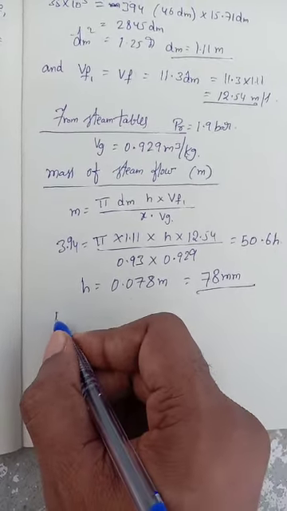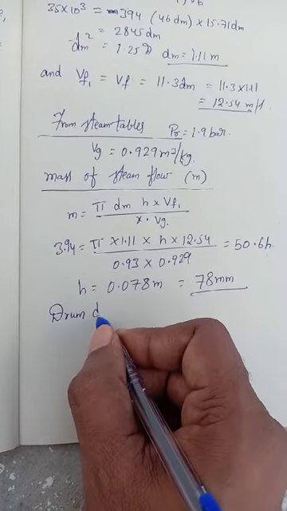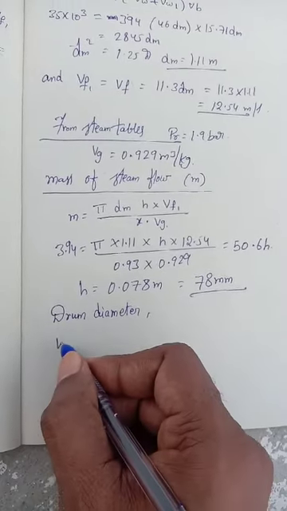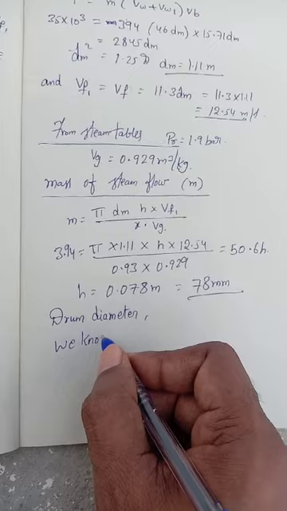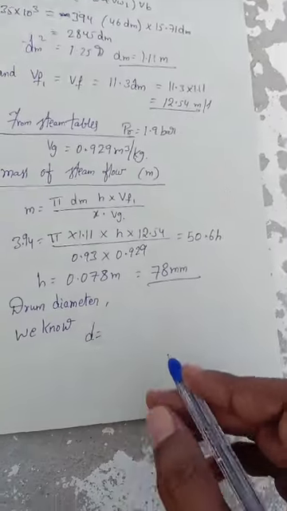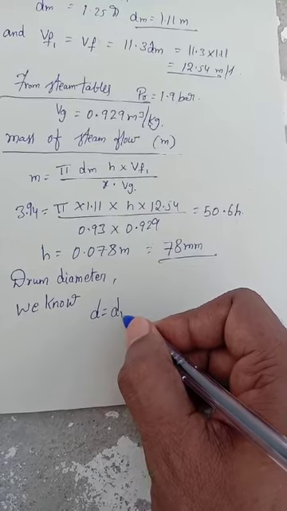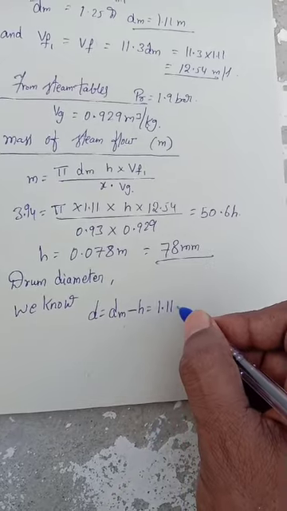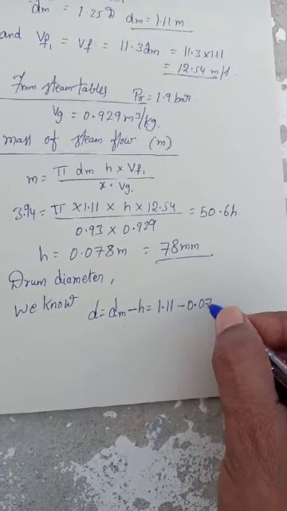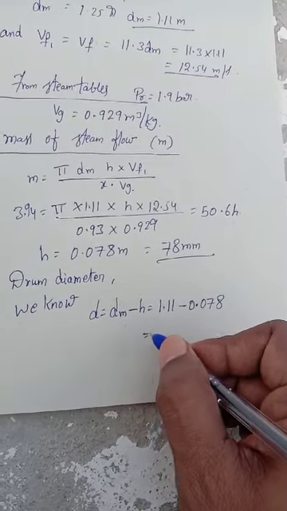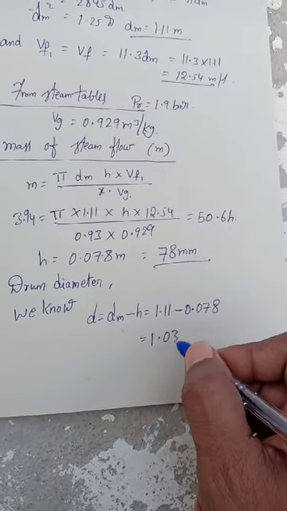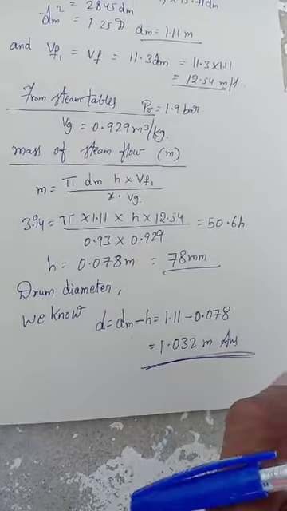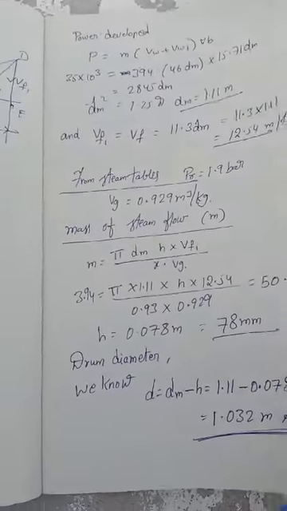Now we go for drum diameter. Now we need to find the drum diameter here. We know D is equal to dm minus h, so that is equal to 1.11 minus 0.078. Calculate this, we'll get the answer 1.032 meter. This is the procedure to solve for the diameter of the drum.